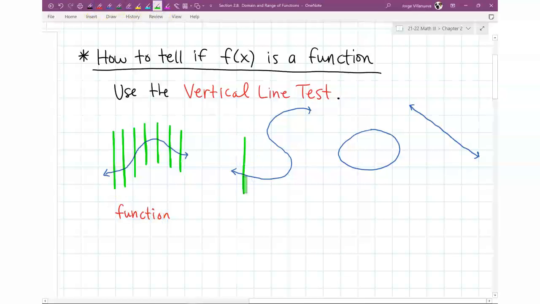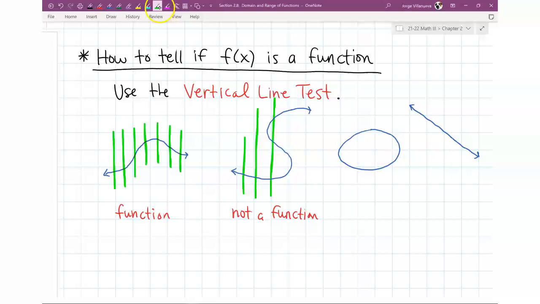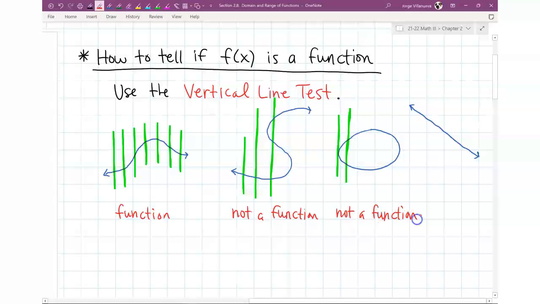Now check this out. Does that touch it more than once? No. This one? No. This one? Yes, 3 times. As soon as it touches it more than once, then you say it's not a function. Okay, so what about like this one right here? Just once? Twice. Not a function. What about the last one? Is that one going to be a function or not? Yeah, this will be a function.